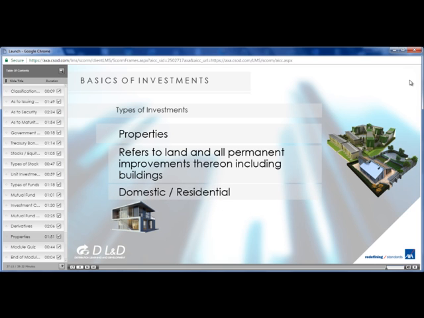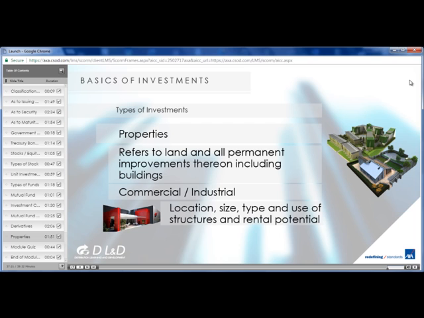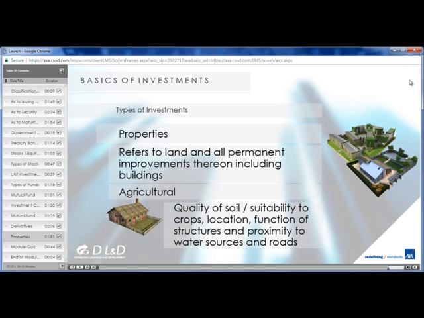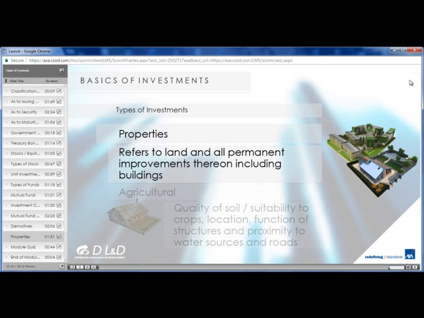For domestic and residential, location, size, and type of structure and rental potential. For commercial or industrial, location, size, type, and use of structures and rental potential. For agricultural, quality of soil, suitability to crops, location, function of structures, and proximity to water sources and feeder roads.